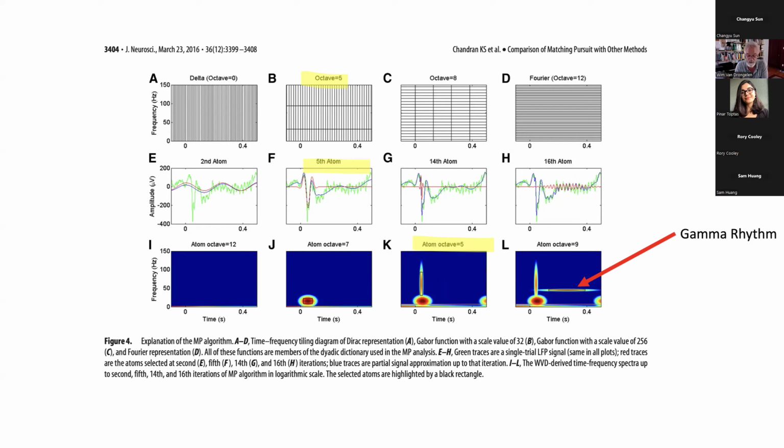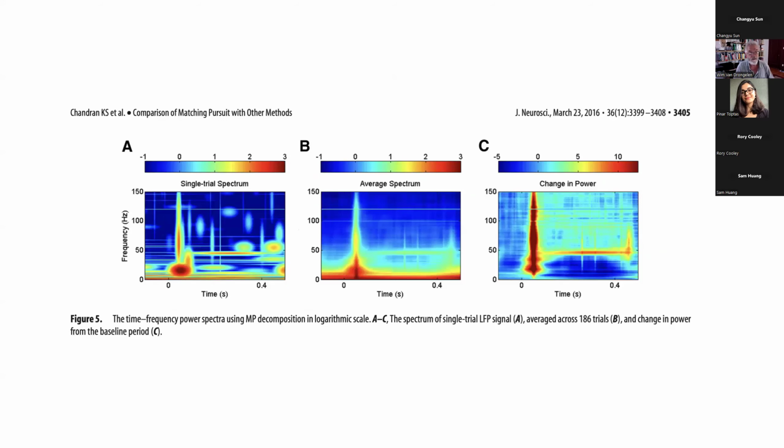So now you can start to collect all the data from all these different atoms, and then you can create a time frequency spectrum based on the fit with the different atoms, and that is what is shown here. So now you can see indeed that this is a single trial spectrum, an average spectrum, which is way smoother, of course, and the change between the pre-stimulus and the average spectrum.